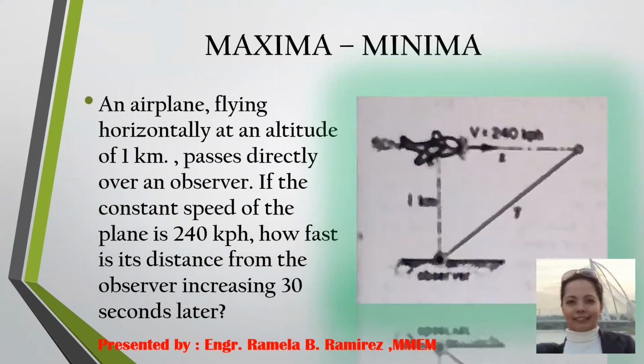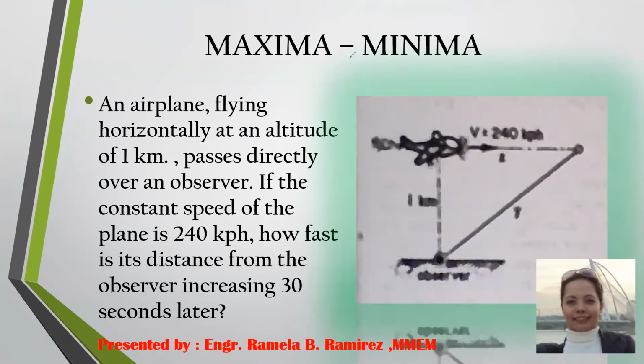We have an airplane flying horizontally at an altitude of 1 kilometer, passes directly over an observer. If the constant speed of the plane is 240 kph, how fast is its distance from the observer increasing 30 seconds later?